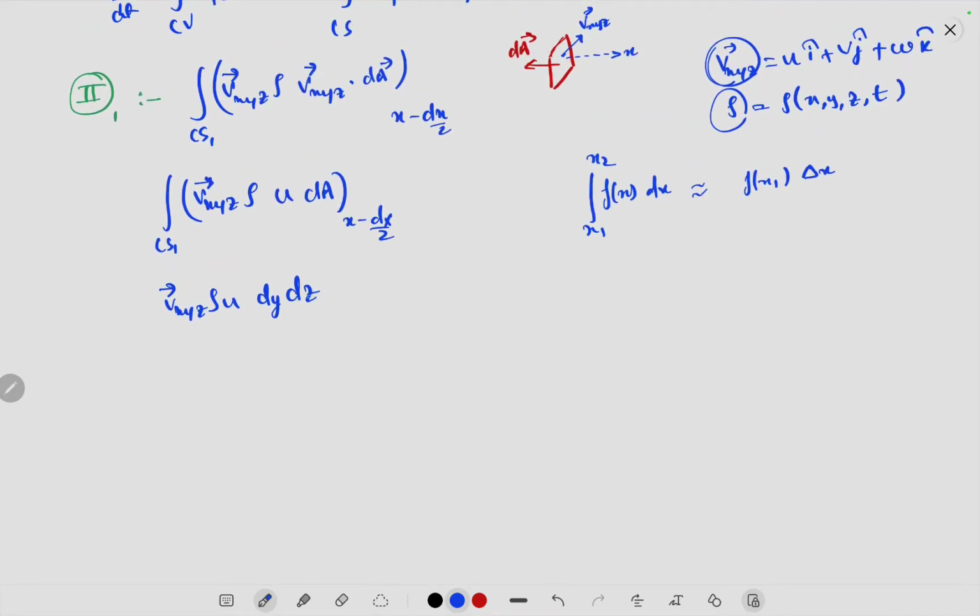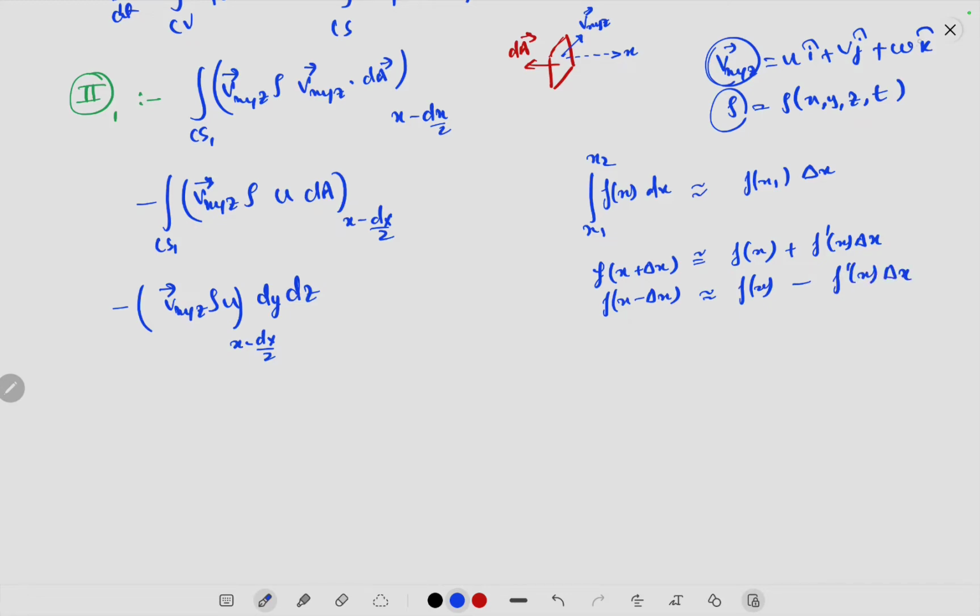Okay, and with these values at x minus dx by 2. Since the dot product gave us negative, there should be a negative here also. Now we can use Taylor's series, which states that f of x plus delta x is equal to f of x plus f prime x delta x plus some higher order terms which can be neglected. So let's just write that f of x plus delta x is nearly this, and f of x minus delta x is nearly f of x minus f prime x delta x.